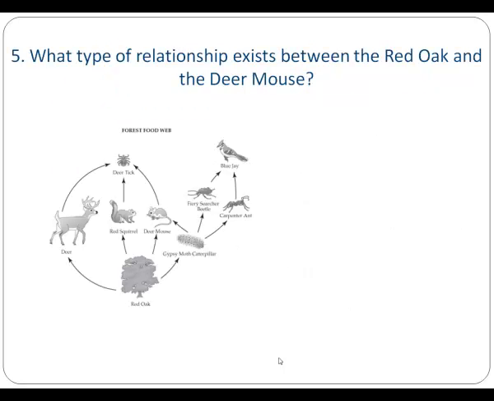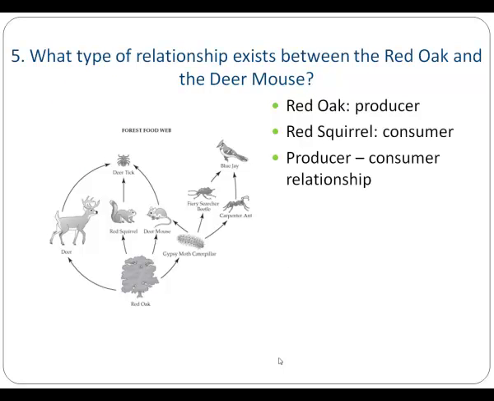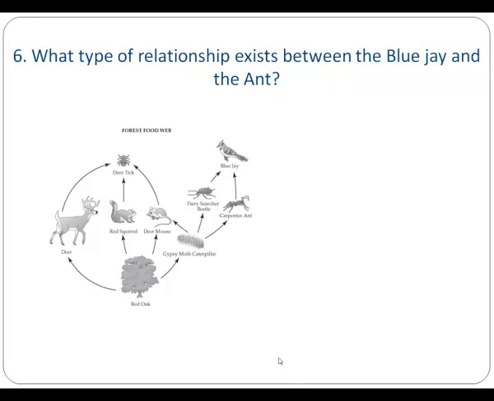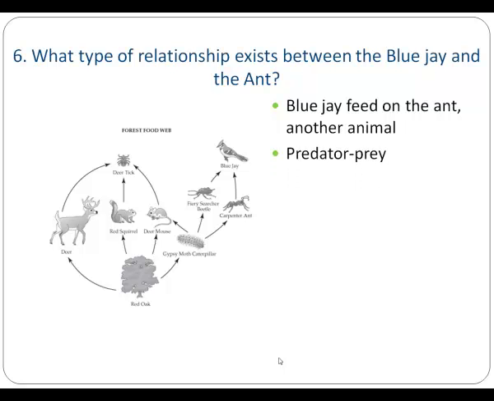What type of relationship exists between the red oak and the deer mouse? So the red oak is a producer and the red squirrel is the consumer. So this is a producer-consumer relationship. What about the blue jay and the ant? So the blue jay feeds on the ant, which is another animal. So this is a predator-prey relationship.